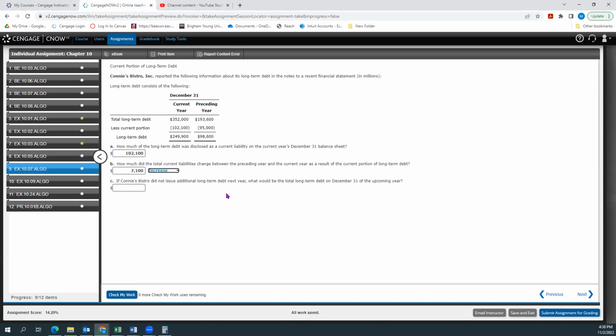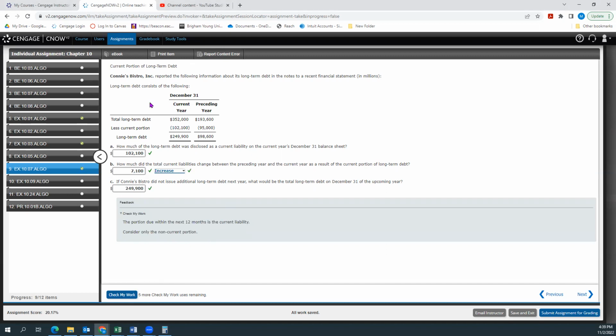Finally, it says, if Connie's Bistro did not issue additional long-term debt next year, what would be the total long-term debt on December 31st of the upcoming year? I think this is a dumb question because honestly, it would depend on how much they paid off in the next year. But the answer that I think they want from us is just this total amount of 249,900. Let's see if that's what they want.